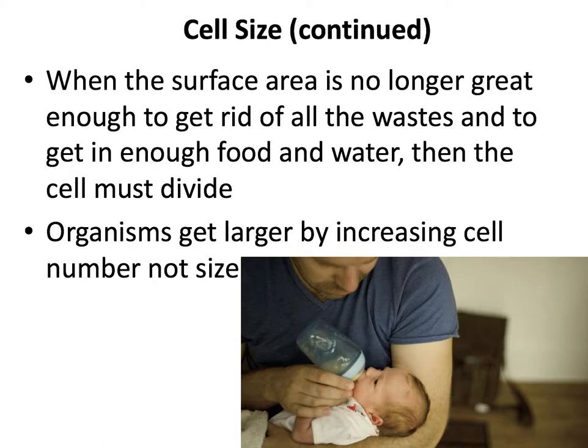So, for example, you have this newborn and his father. And the father is very large compared to the newborn. And the newborn isn't going to get bigger cells. His cells are the same size as his father's cells. But the newborn is going to get more and more cells until he becomes an adult like his father. So organisms get larger by increasing cell number, not size.